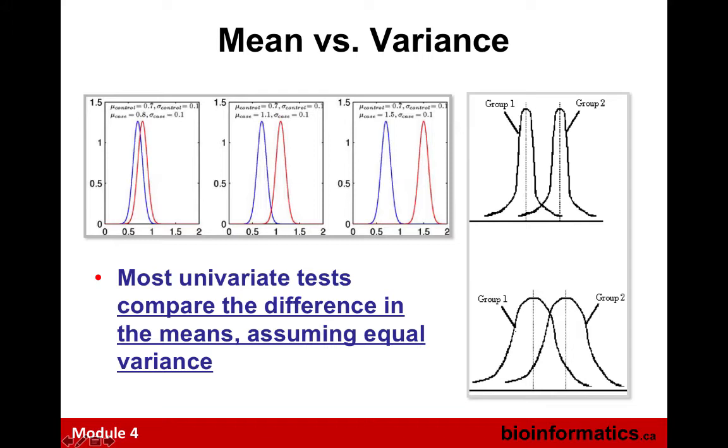So a smaller variance is much better. You can see that even with the same mean, if the variance is smaller, you have more confidence. These two are much more significantly different because they don't overlap. But with the same distance between means and higher variance, you can see that there is a lot of overlap. So variance is also very important.